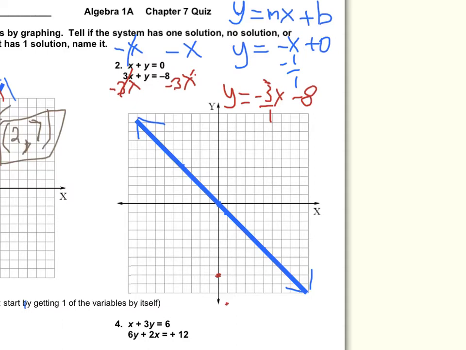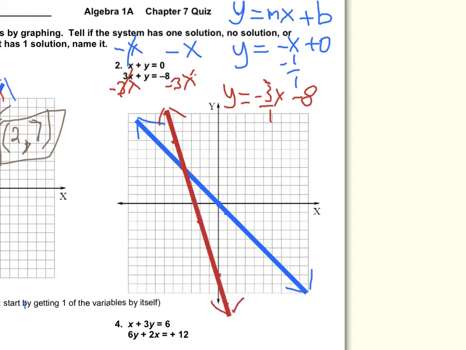For this one, I definitely am going to want to do the opposite of going up 3 and to the left 1. And then I'll do it again. Do it again, and we're getting close to them crossing. 1, 2, 3, and over 1. There's the point of intersection. I'll do a couple more. So then I'll draw a line and connect those.